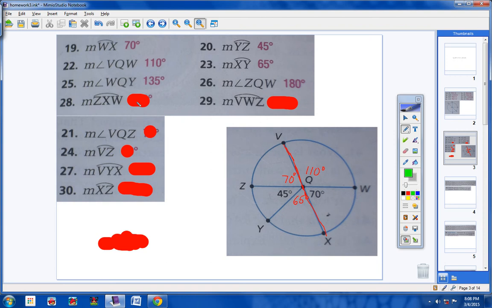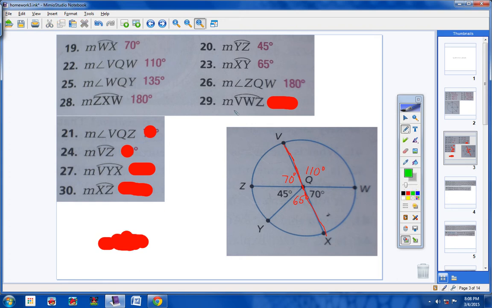Alright, moving on to number 28. Arc ZXW. Z to X to W. So the endpoint of the arc is here, and we'll notice the endpoints of that arc are also the endpoints of a diameter. So we have a semicircle, and semicircles always have a measurement of 180 degrees. Okay, 180.